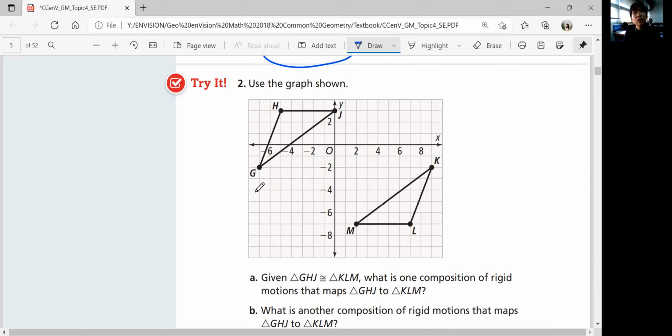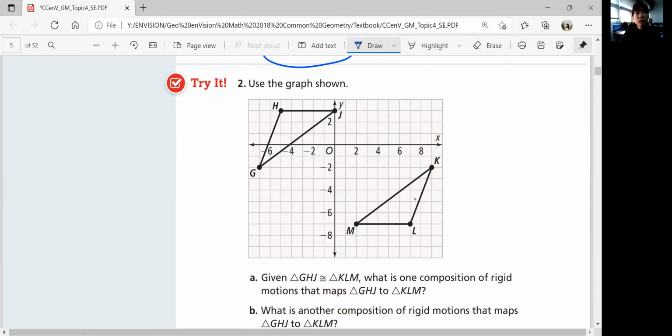So this point G has to come to K, which means if you reflect it over a line, you're going to have G reflected over here. So you don't want a reflection, you need another rotation. Okay, so you can do a rotation first and then translate, or you can translate and then do a rotation.